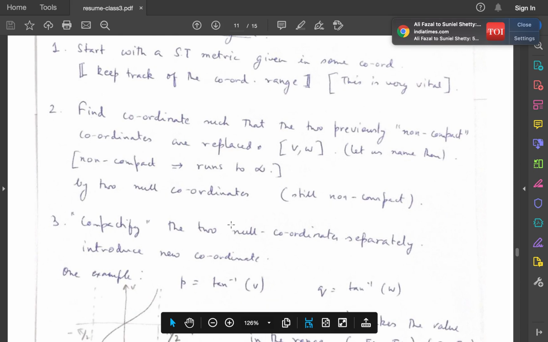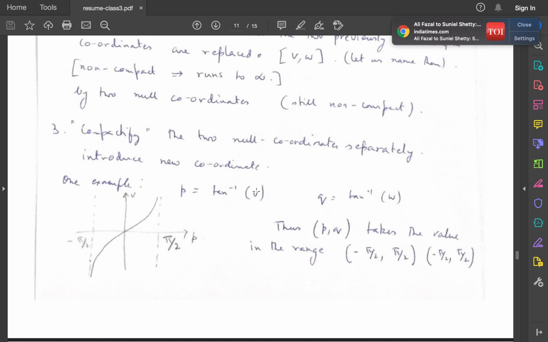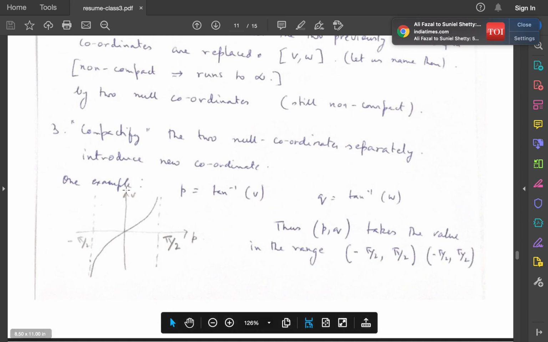One other very easy example is, let us say we change from v to p and w to q. We can do that by the tan inverse function. You see that tan inverse function. What is that? So v is the non-compact coordinate, and the same thing happens for w. So v can run from minus infinity to plus infinity.